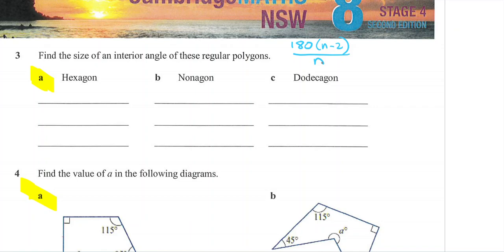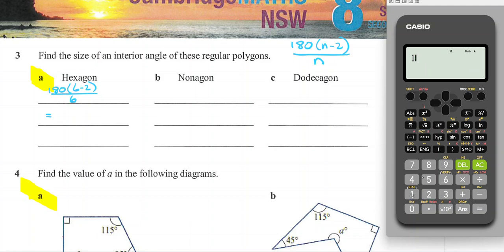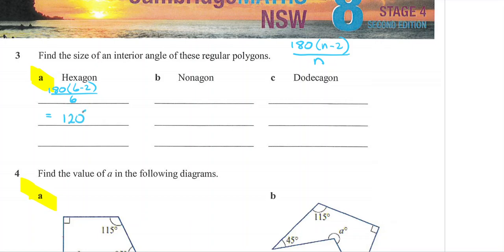Okay? So for a hexagon, how many sides does a hexagon have? 6. So it'll be 180, 6 minus 2. That would give you the whole angle sum. And when you divide that by 6, it will tell you each angle. So it's 120 degrees for each angle in a regular hexagon.